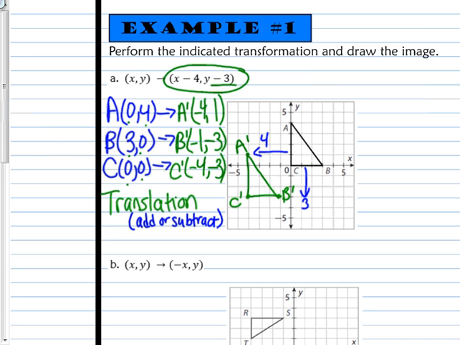Okay, think about it. We subtracted 4 from the x, so it moved to the left, and then we subtracted 3 from the y, so that's moving down. Okay, that's a translation. And these two figures are the same, so this is a rigid motion. They didn't change sizes, they just changed position.